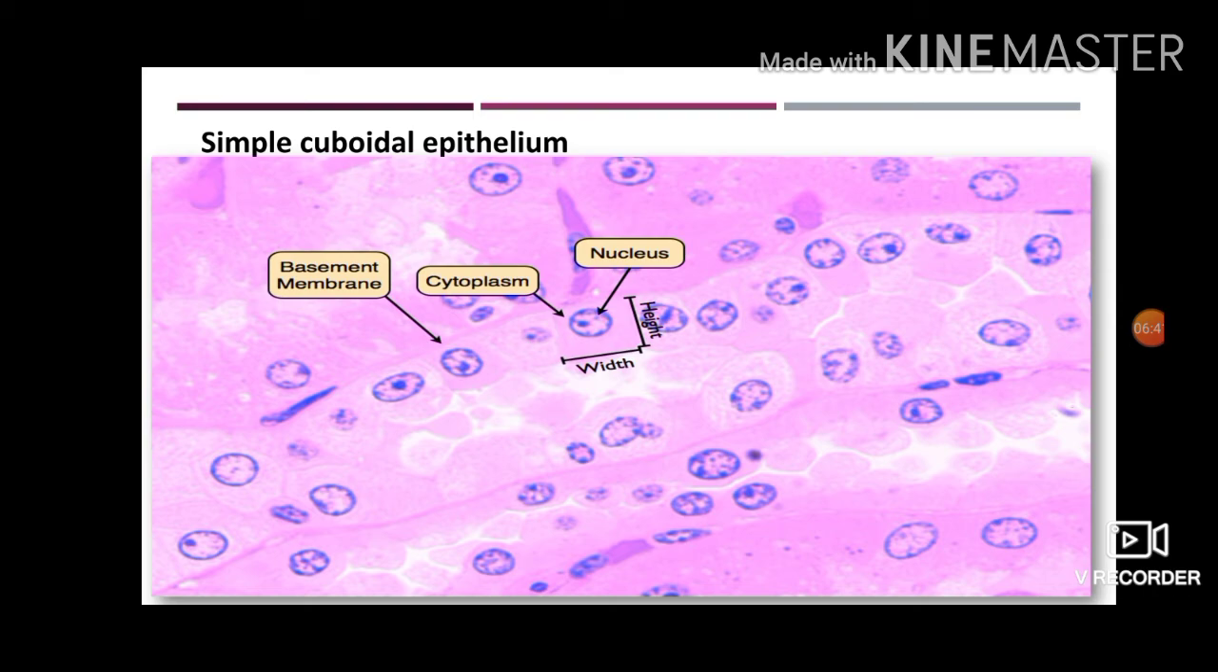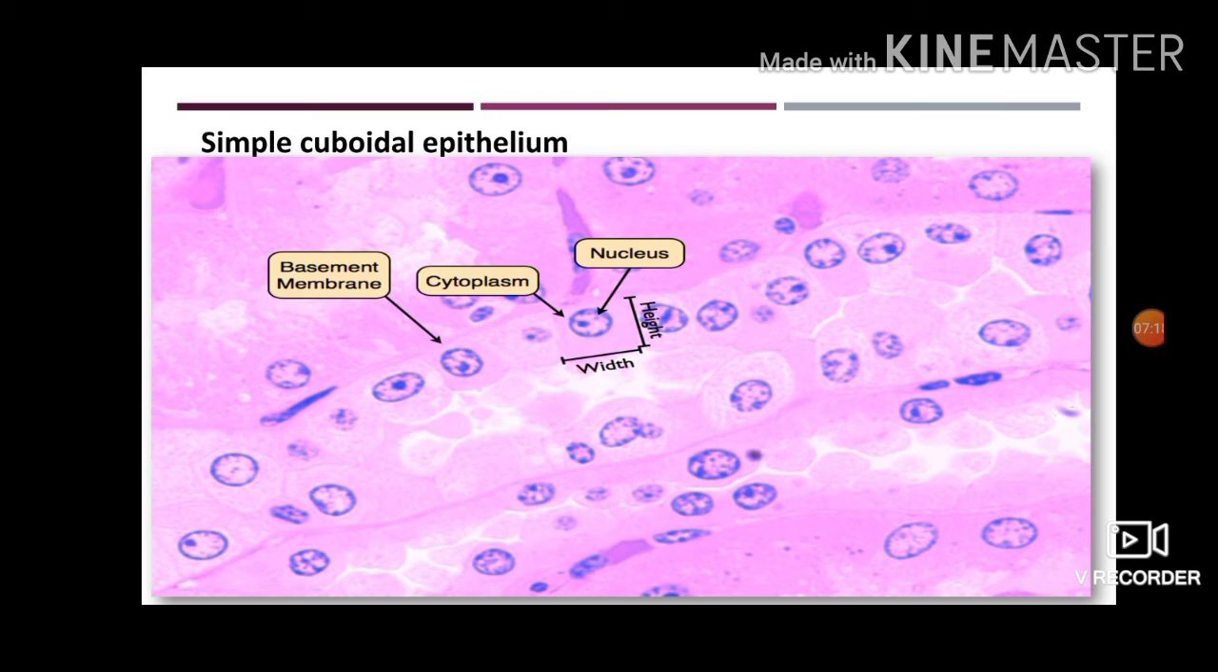Now this is the second image, of the simple cuboidal epithelium. The word cuboidal has a word hidden inside it, that is cube-like cells. This epithelium also consists of a single layer of cells, but they are as tall as they are wide, meaning their shape is like a cube. You can observe over here, dear students, the width and height clearly given, and the cube-like cells present.